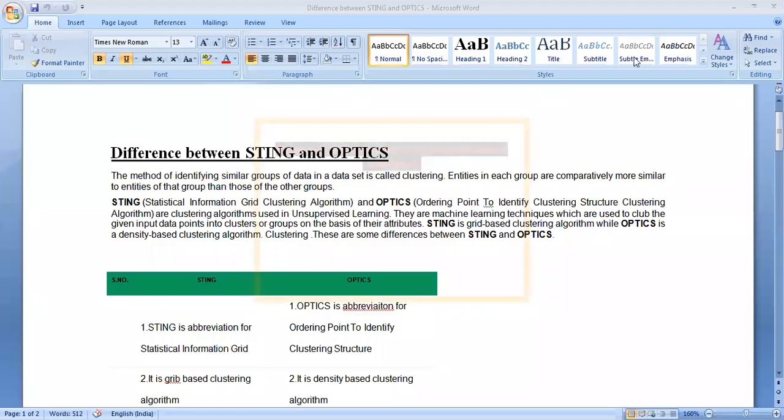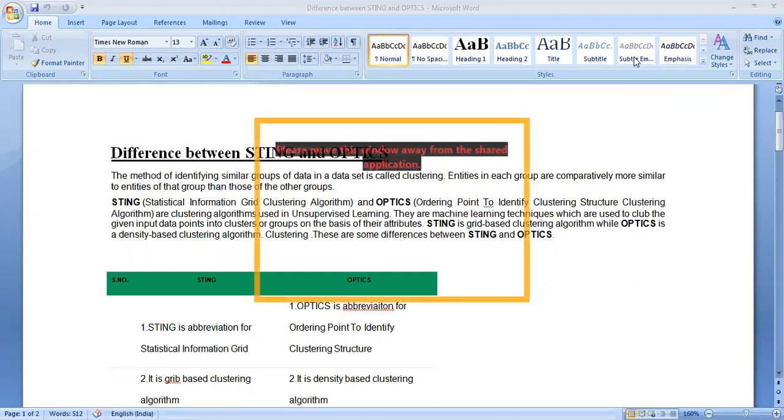Hello students, today we are going to discuss two clustering algorithms, STING and OPTICS, and their differences. First of all, STING is the Statistical Information Grid clustering algorithm, and OPTICS is Ordering Points To Identify the Clustering Structure.